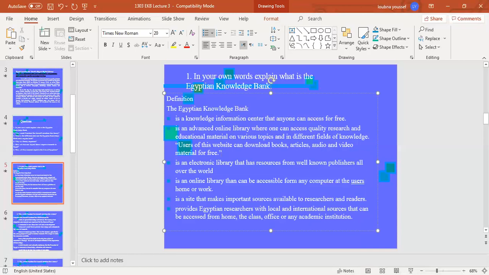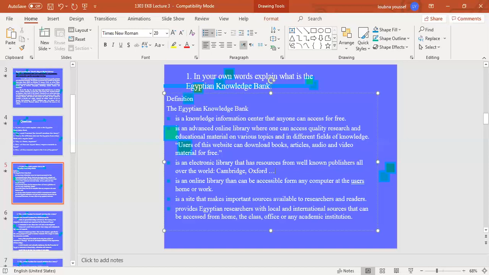The Egyptian Knowledge Bank is an electronic library that has resources from well-known publishers all over the world. Now, here we can add more information, all right? So we add a colon and we say from Cambridge, Oxford, all right, etc.